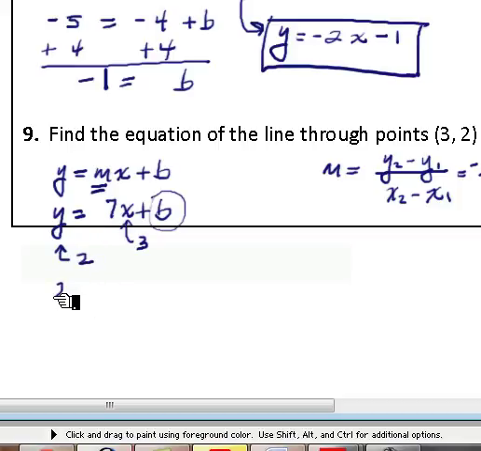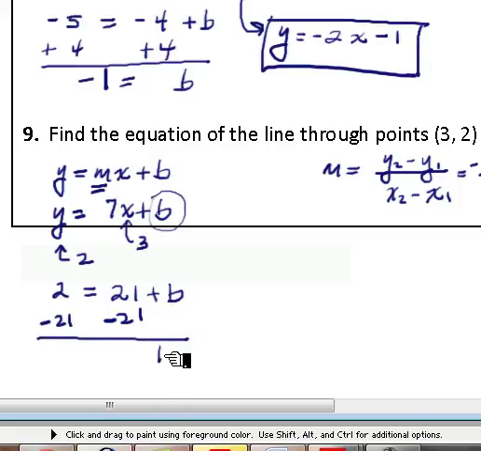All right, so we have 2 is equal to 21 plus b. And now I'm going to subtract 21 from both sides. And I get that b is equal to minus 19. And then let me just finish filling in the equation of the line, and we have y equals 7x minus 19.